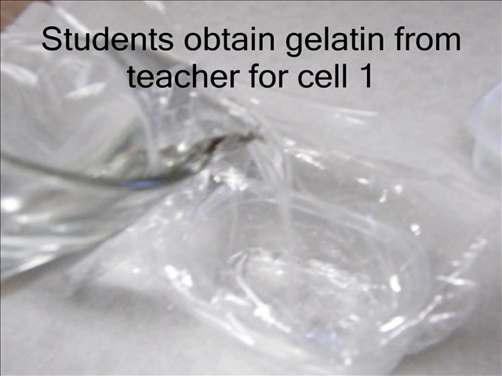Your next step is to obtain the gelatin mixture from the teacher. You will raise your hand, and as you raise your hand, the teacher will come around the classroom and pour the gelatin mixture into your plastic sack for cell 1.